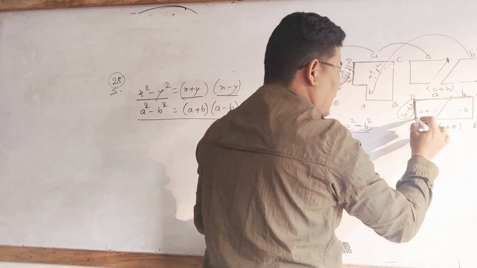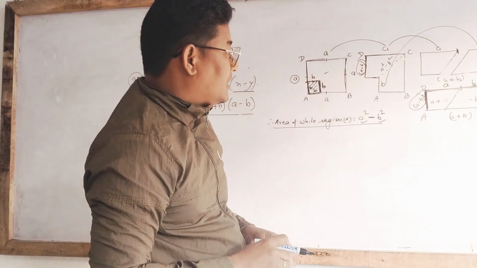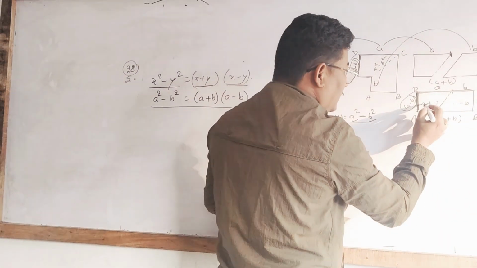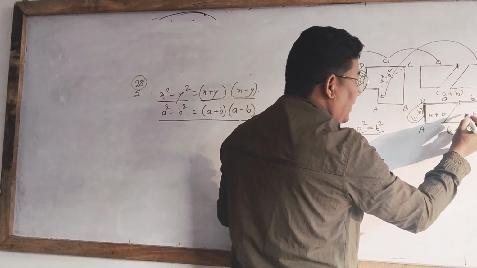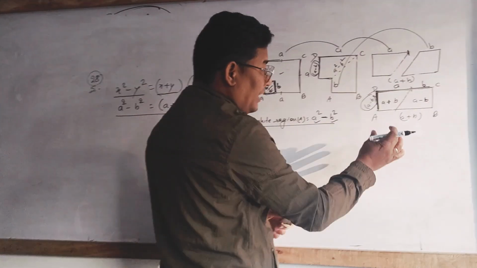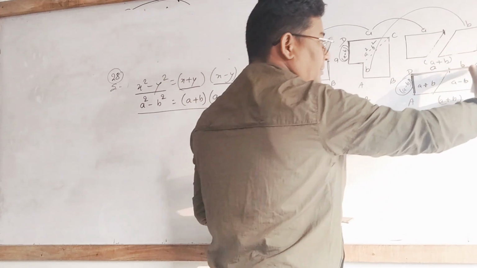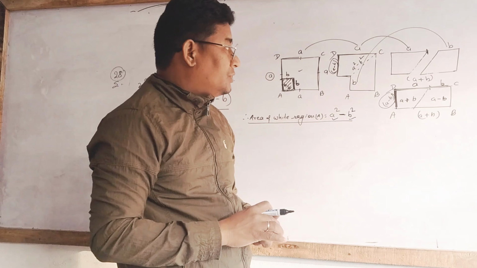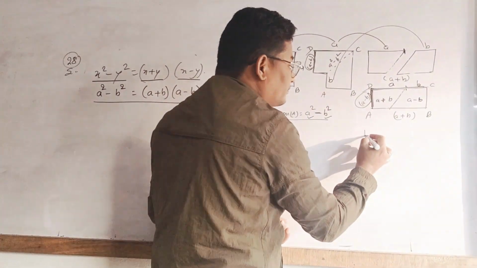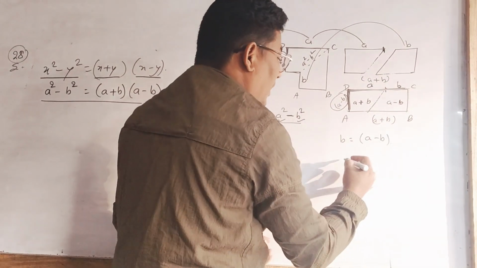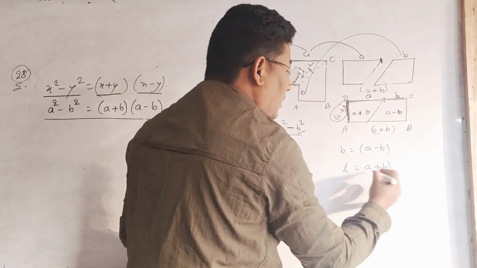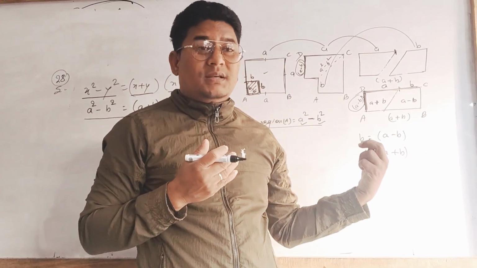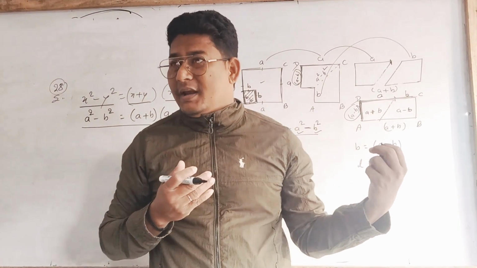Breadth is A minus B. Then look here. One part is A plus B, the other part is A minus B. You know that the breadth is A minus B and the length is A plus B. Clear? Are you clear how the length is A plus B? How the breadth is A minus B?